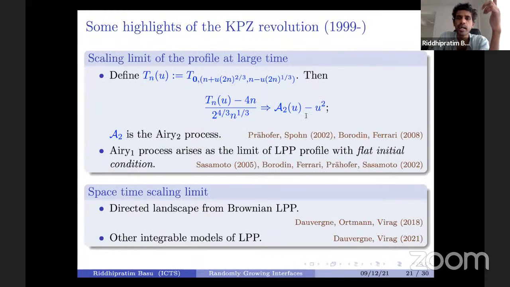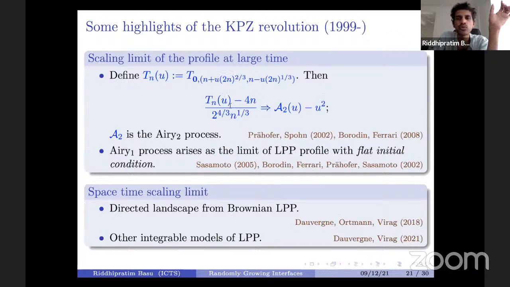So this parabola, the parabola that was being added will now be subtracted, and so that is some deterministic subtraction. And then there is a stochastic process, a stationary stochastic process, which is called the Airy-2 process. So this convergence is a priori in terms of finite dimensional distribution.